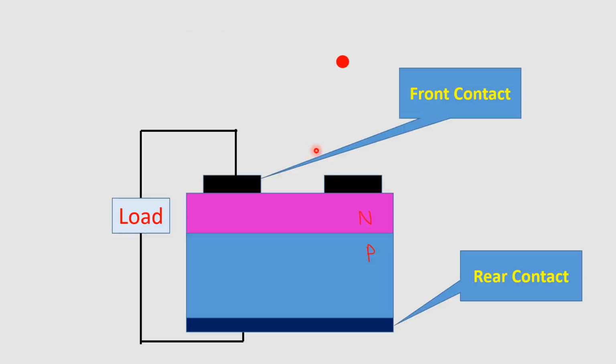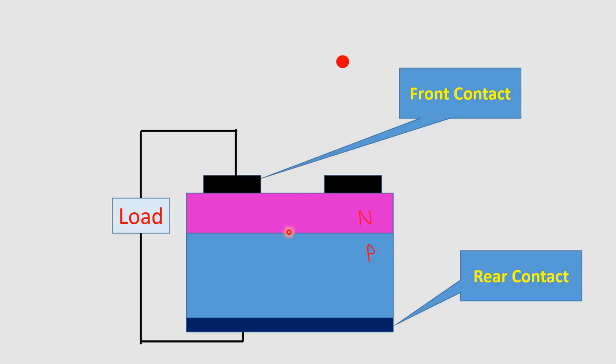In this figure, we are showing the N-type material and P-type material used in a photovoltaic cell. We have the front contact, and this is the rear contact or back side contact. The load is connected to the front contact and rear contact. We consider the photons, or incident radiation, or solar radiation, incident on the solar cell or photovoltaic solar cell.